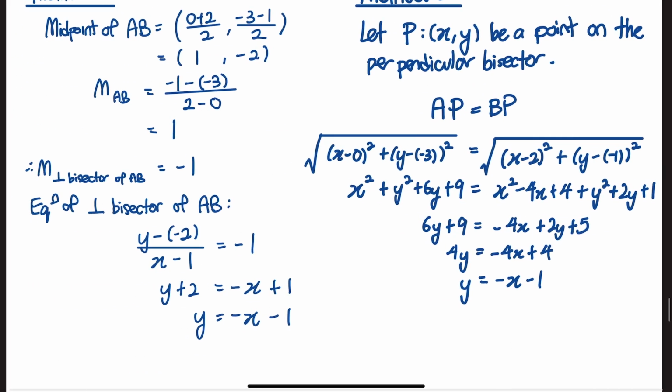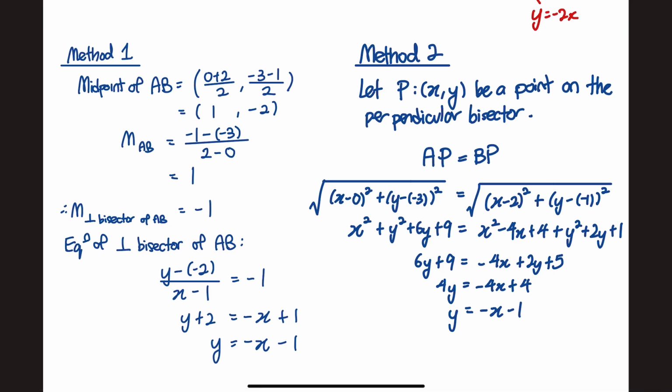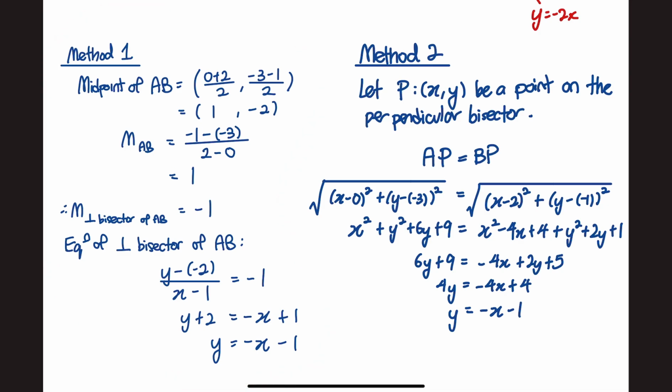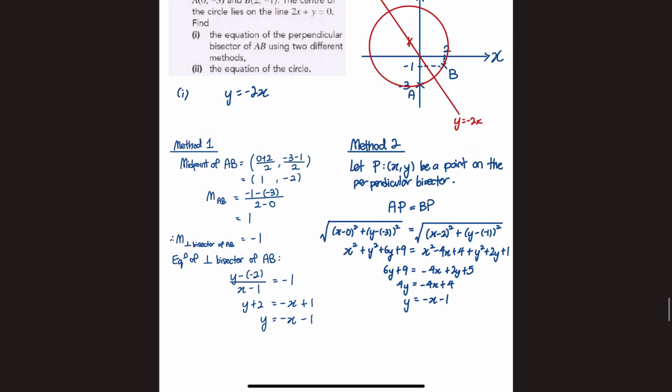So here are two different methods that we have used to find the equation of the perpendicular bisector. Method 1 is the most common one, which you have used very often and you should be very familiar with. Method 2 might be slightly unfamiliar to you. And that is for part 1 of this question.